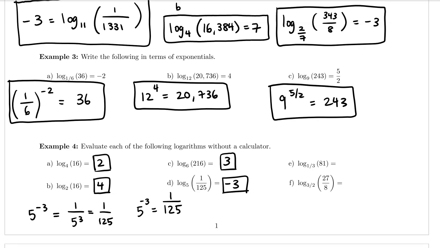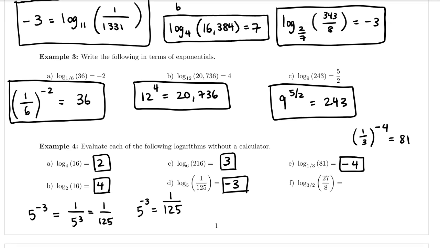In part E, we have log base 1/3 of 81. So we want to ask ourselves, if I raise 1/3 to what power is equal to 81? And because 1/3 is a fraction, we're going to need our exponent to be a negative number. Because if I raised it, say, to the second power, that would be 1/9. If I raised it to the third power, that'd be 1/27th. And so those values would be getting smaller. So I know that 3 to the fourth power is equal to 81, so then this would be -4.